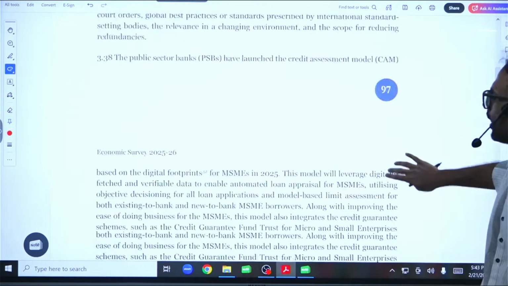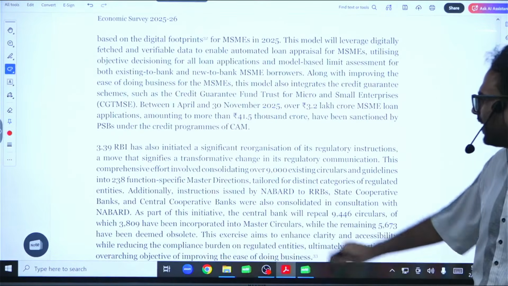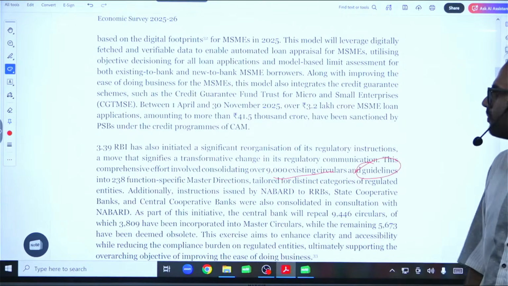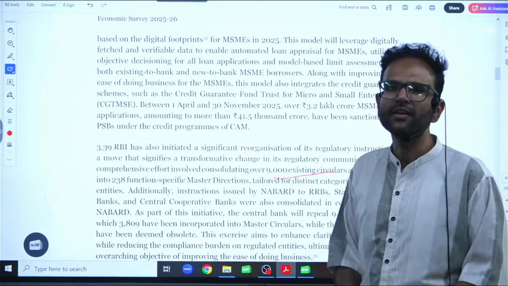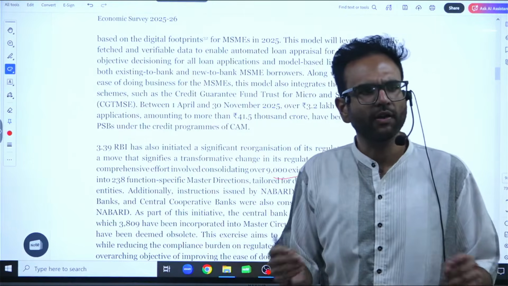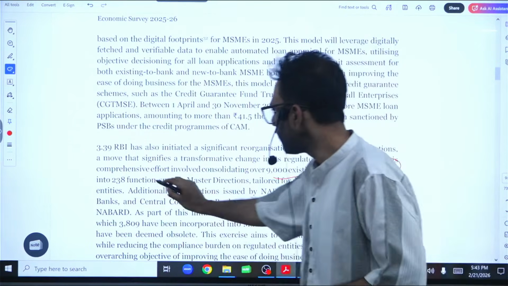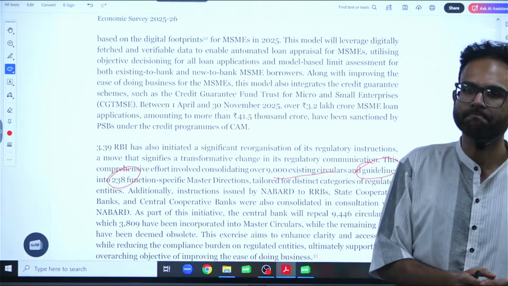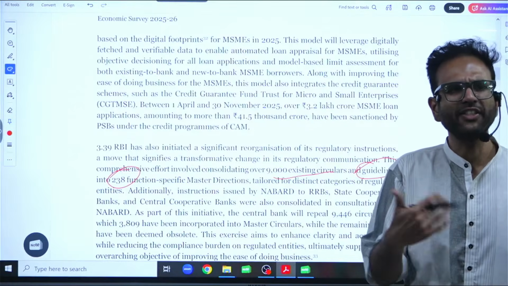What happened? As a result, you will see 9,000 existing circulars and guidelines which were scattered. They were causing a lot of confusion. Now all of them were consolidated and 38 circulars are mandated. Yeah. So it is efficiency.